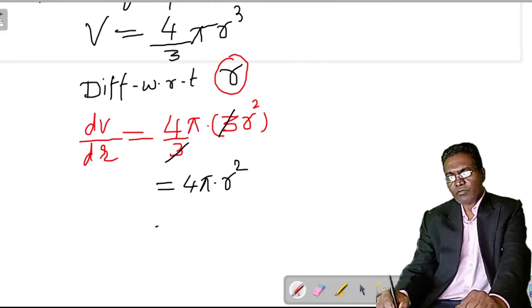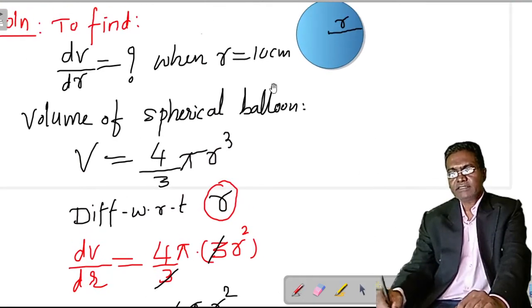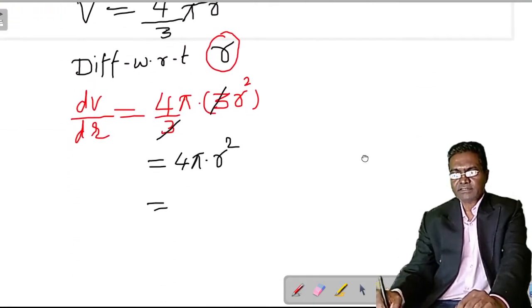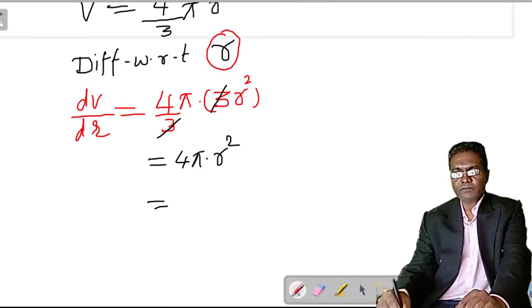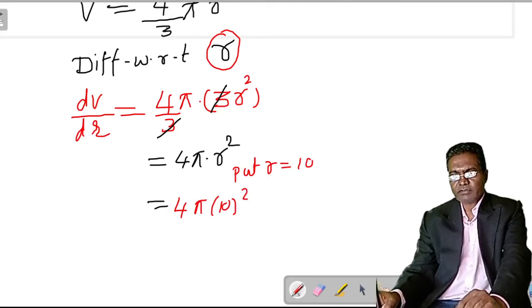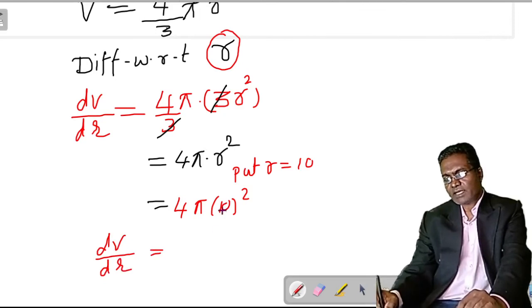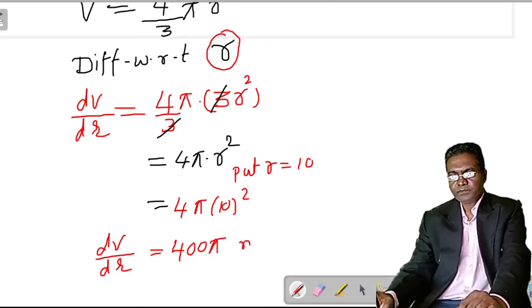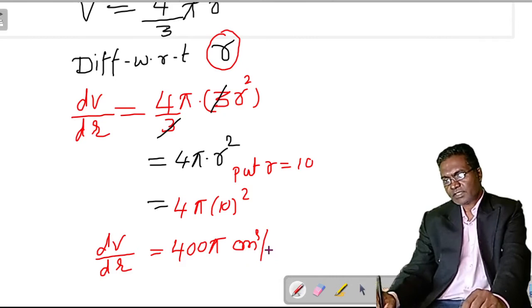Now you are asked the rate of change of volume when the radius is 10. So put r is equal to 10. So I will get 4 pi into 10 square. So dV by dr is 100 into 4, which is 400 pi centimeter cube per centimeter. Okay.